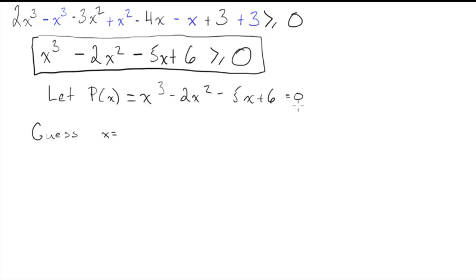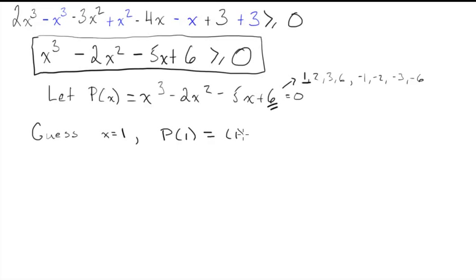x is equal to, and remember when you're guessing, you're guessing factors of the last term, so numbers that divide 6. So numbers that divide 6 are 1, 2, 3, 6, or the negatives. Negative 1, negative 2, negative 3, negative 6. I'll start with the 1 and evaluate the function at 1. So p of 1, maybe I'll get lucky.